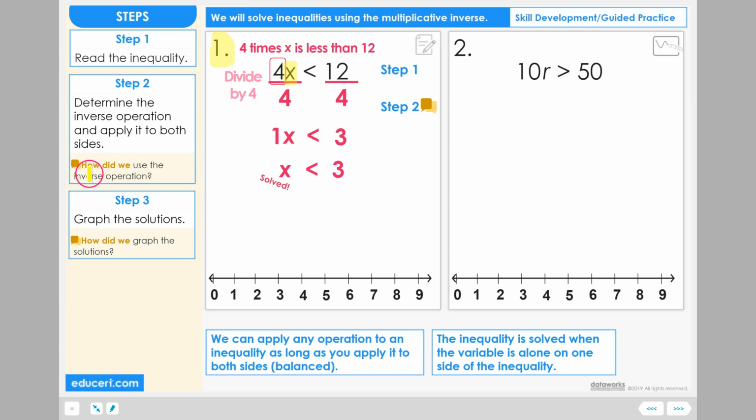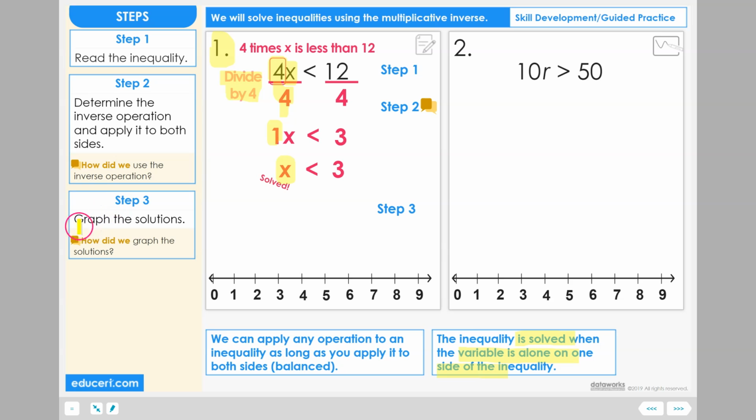In step 2, how did we use the inverse operation? We use the inverse operation, divide by 4, to turn the coefficient of the variable into 1 to make sure that the variable would now be alone on one side of the inequality, and that is solved.